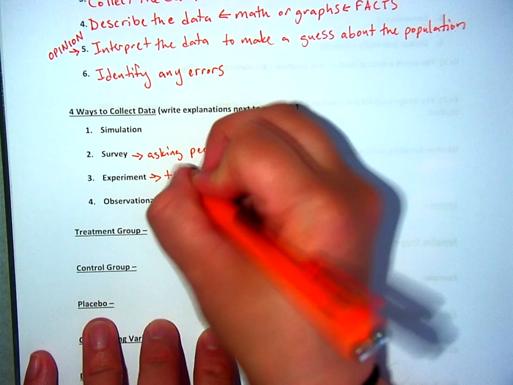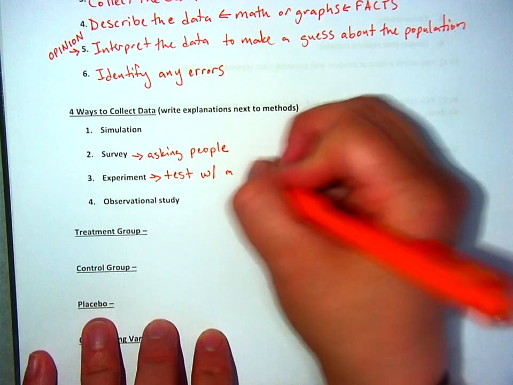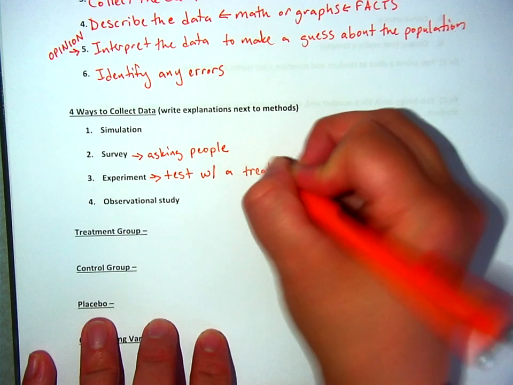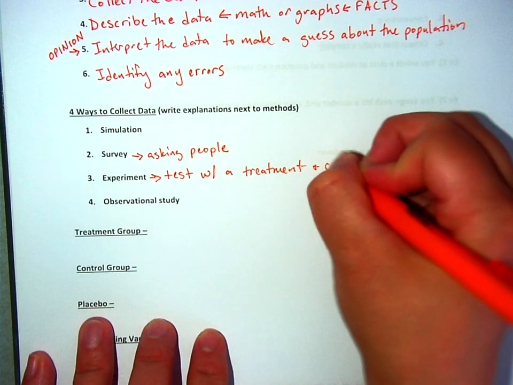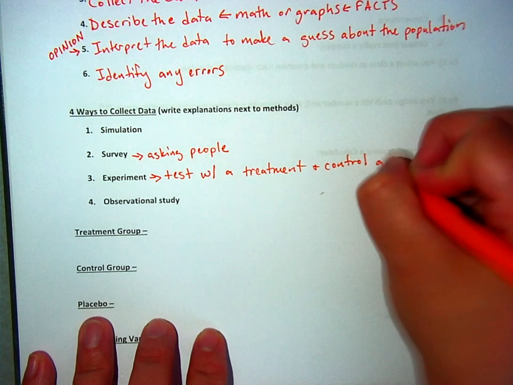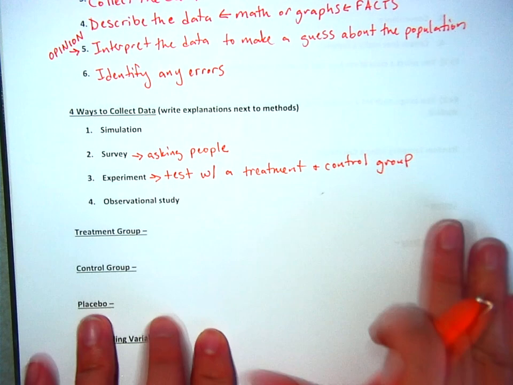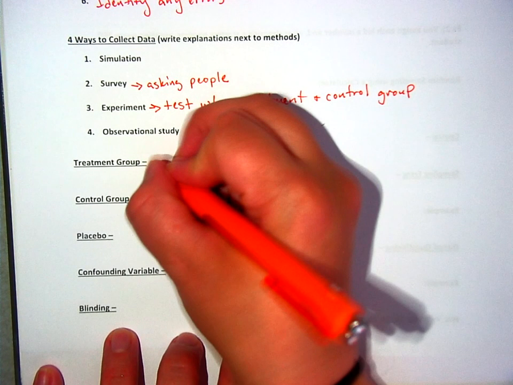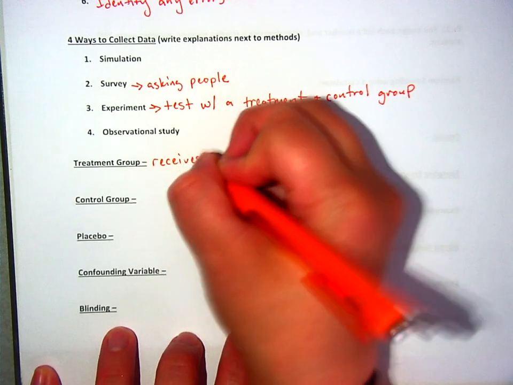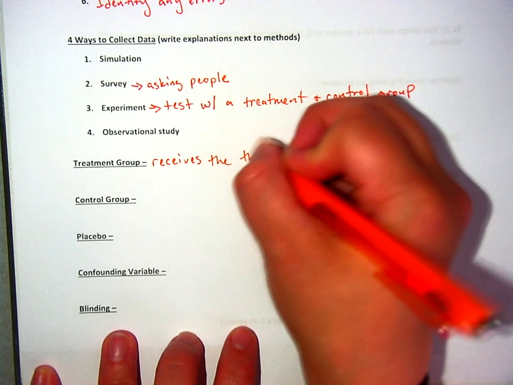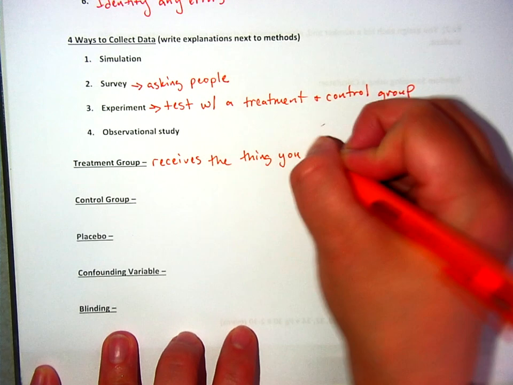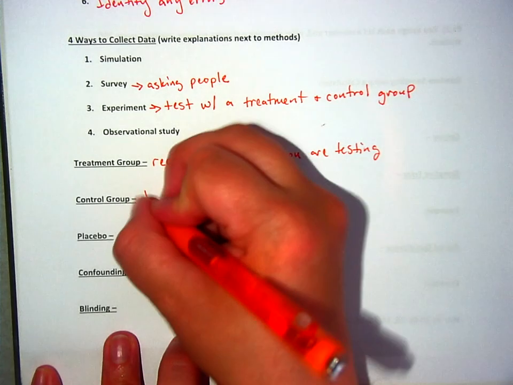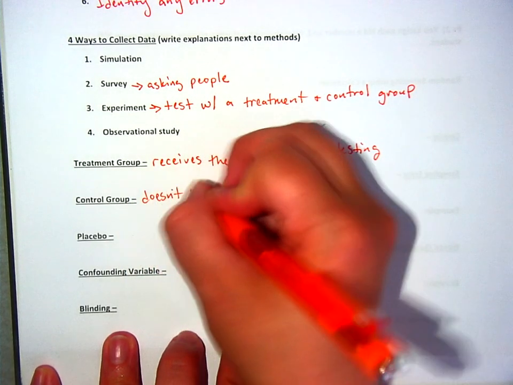This is a test with treatment and control group. A treatment group receives the thing you are testing. The control group doesn't receive what you're testing.